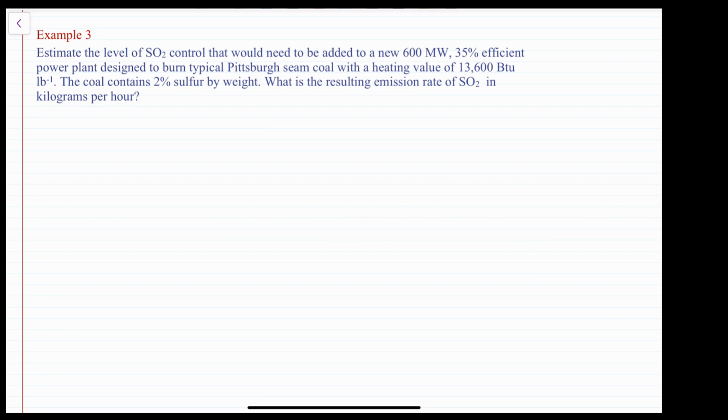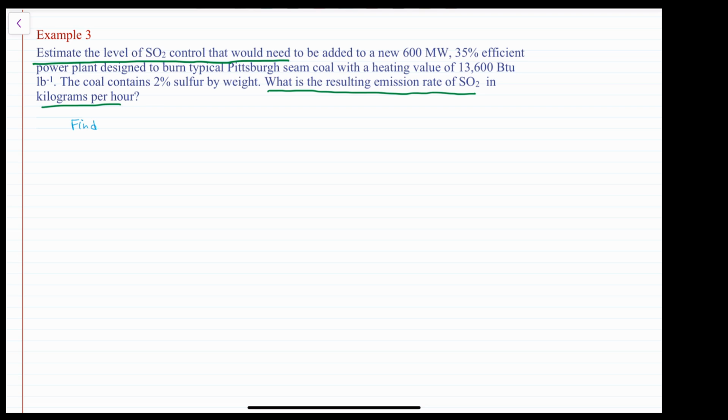Okay, let's consider example 3. I'll let you read the question. There are 2 parts to this problem. The first part is to estimate the level of SO2 control that would be needed for such and such power plant, and then what is the resulting emission rate of SO2 in kilograms per hour. So let's do the first part first. The first part is similar to what we have done in the previous problems. It's our problem 1 actually.